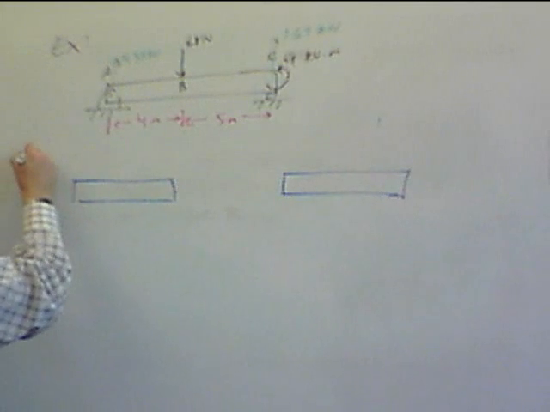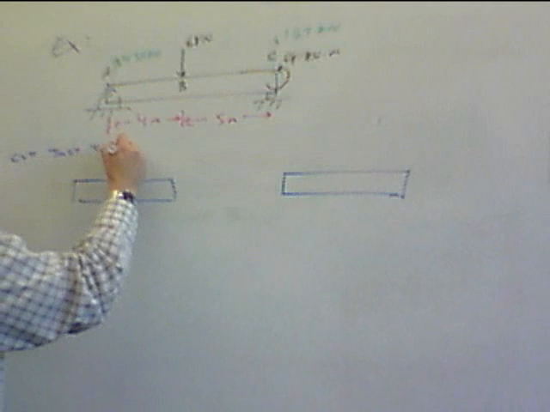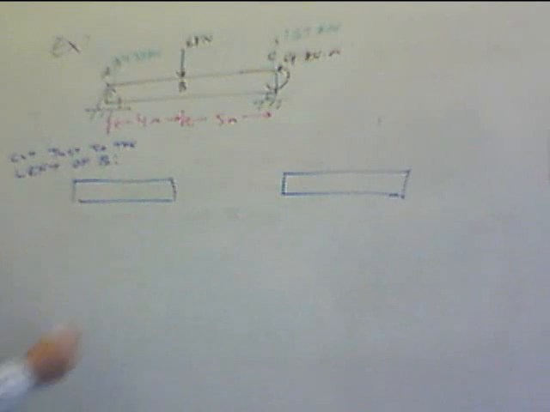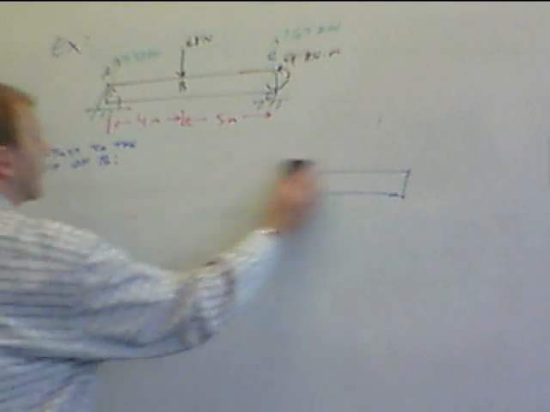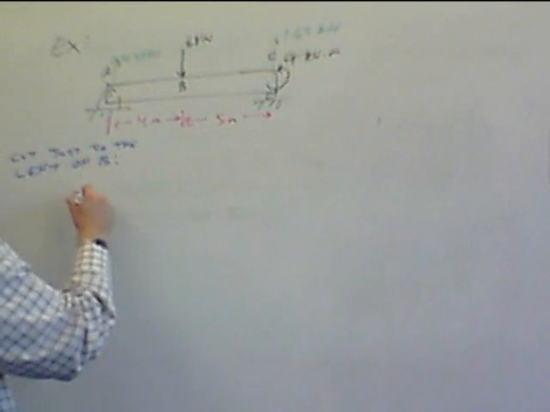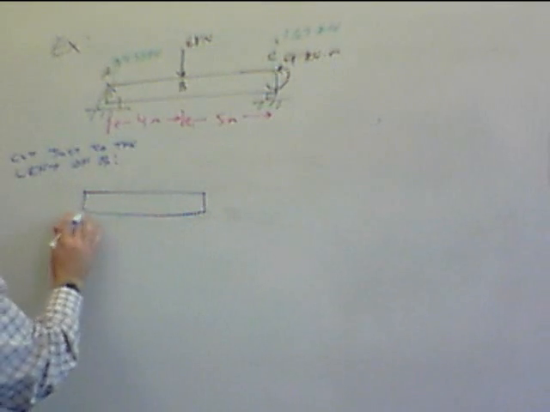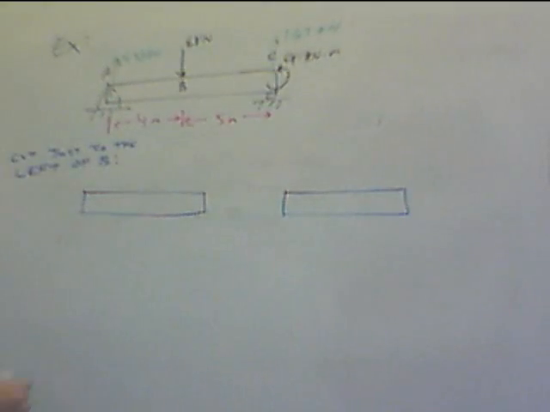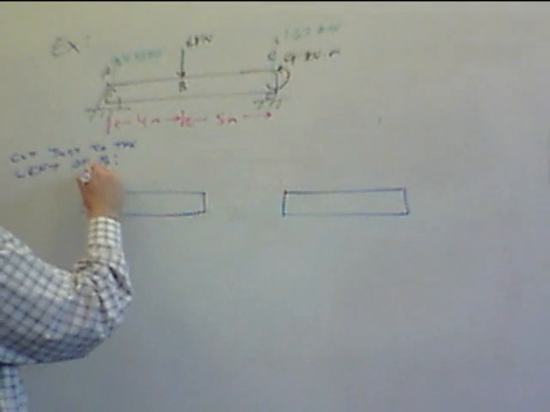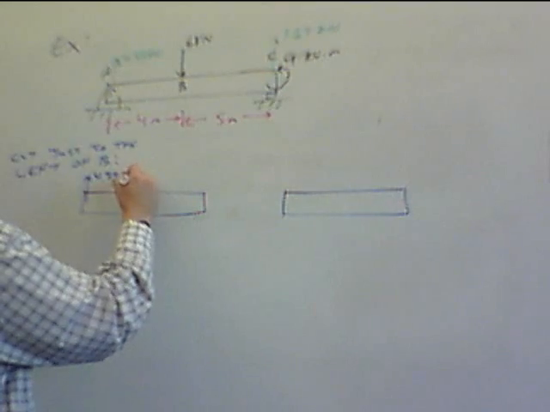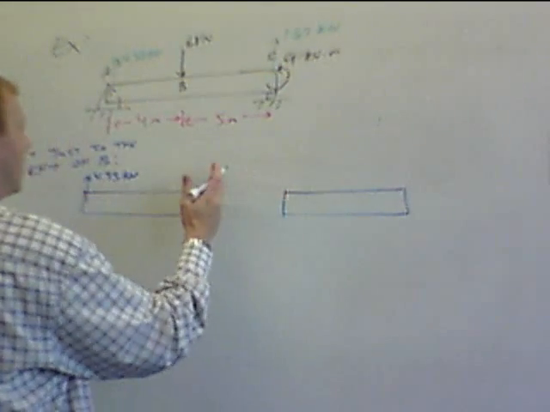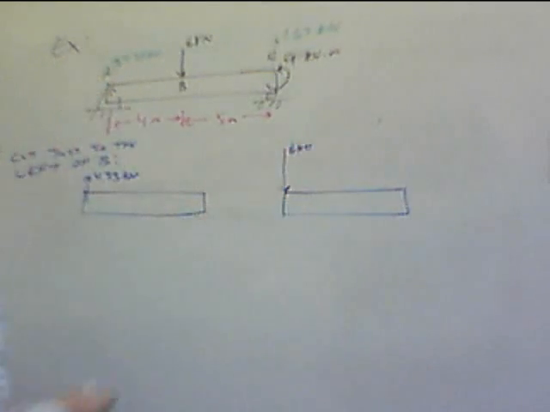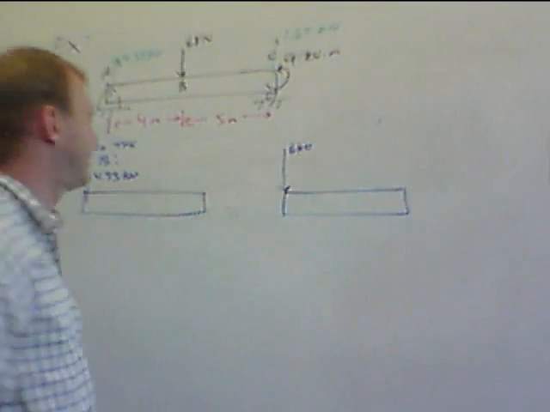Okay, we're going to cut just to the left of B, and then we're going to have the other half over here. So over on this edge, we still have 4.33 kilonewtons. Since we cut just to the left of B, that means the 6 kilonewtons is on the right-hand side.